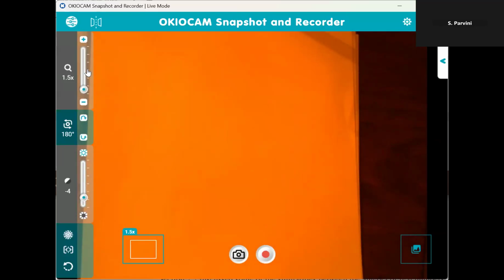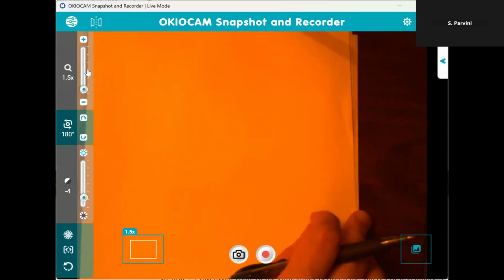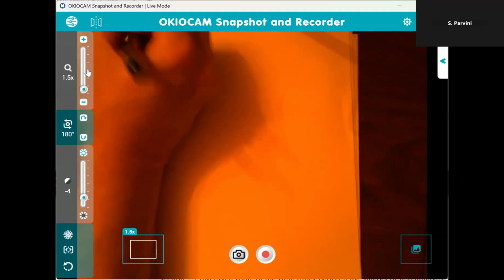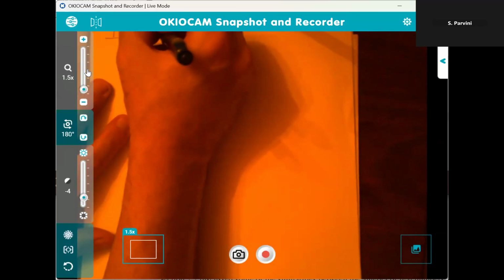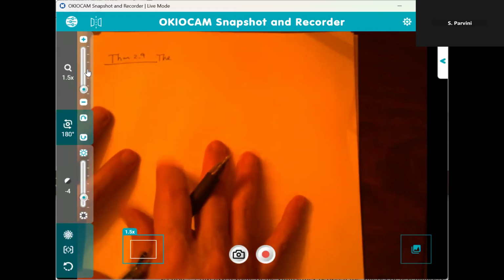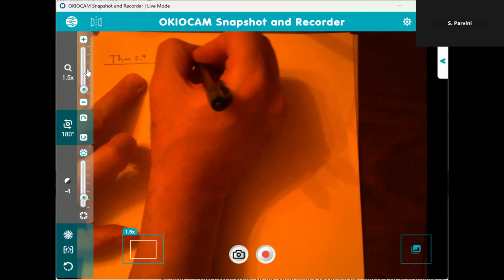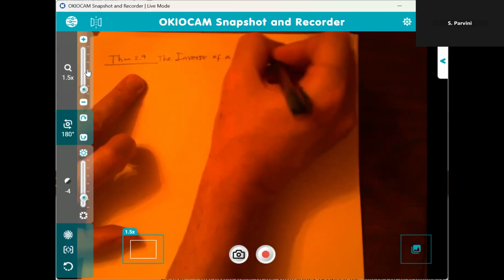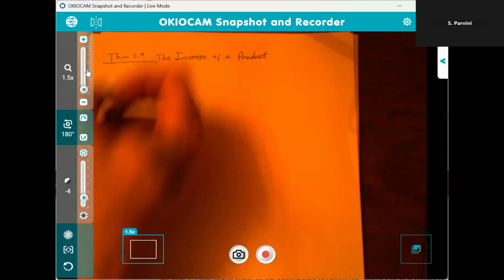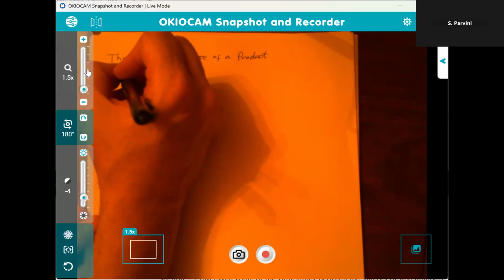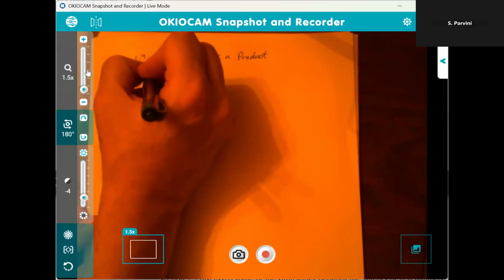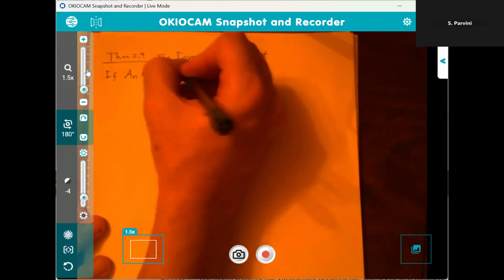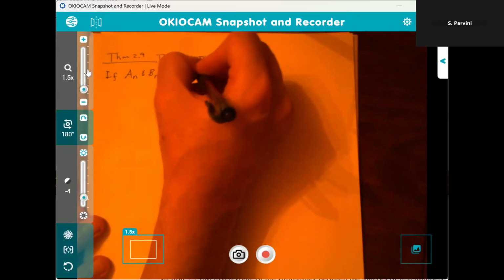Let's see. Now, we want to find the inverse of a product. So let's take a look at this next theorem, theorem 2.9. Now we're looking at the inverse of a product. Here's how this theorem goes. If we have two matrices, A and B, square matrices of order n, and suppose they're both invertible.